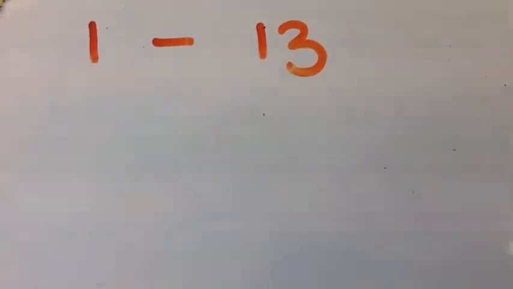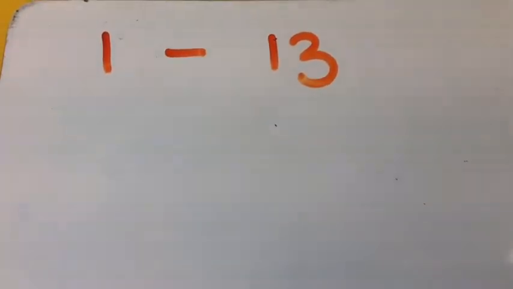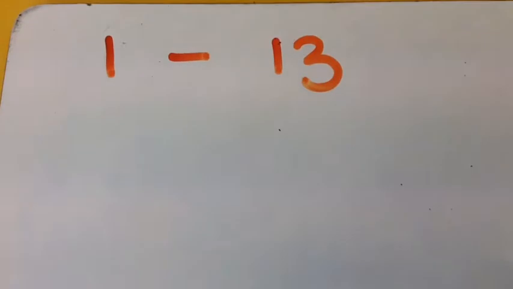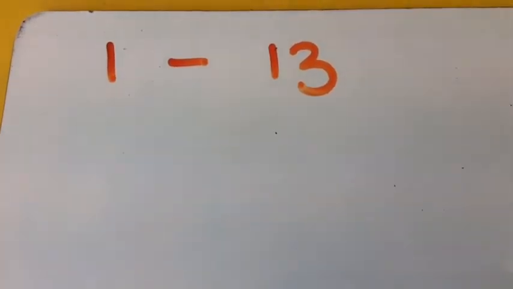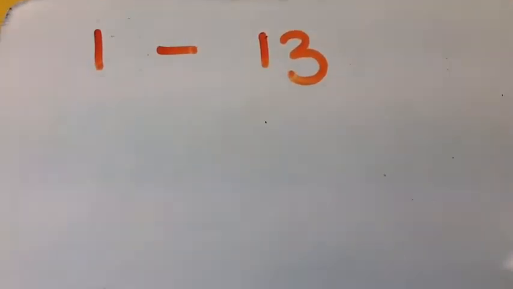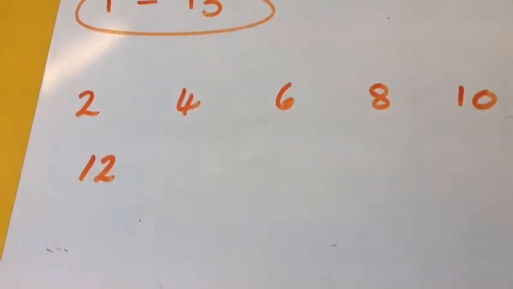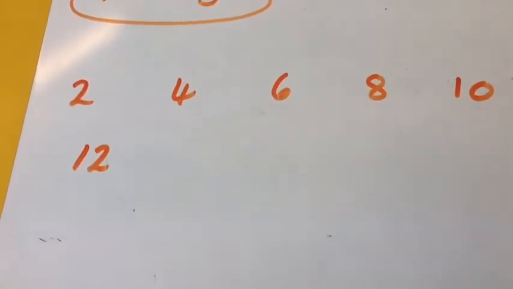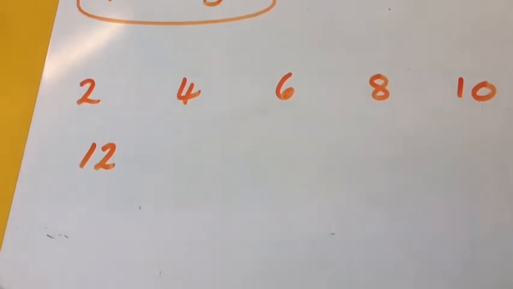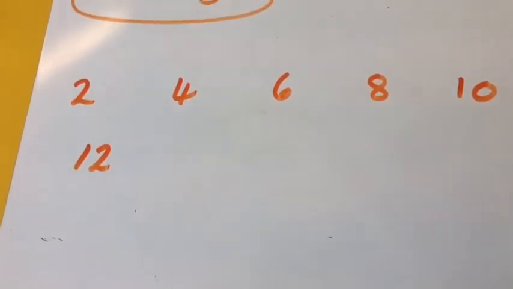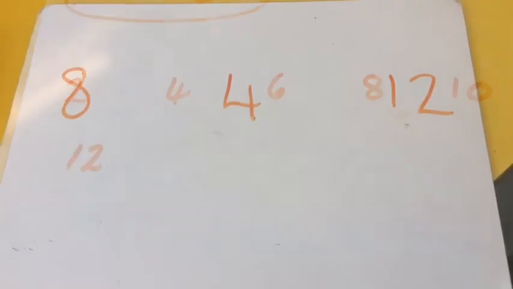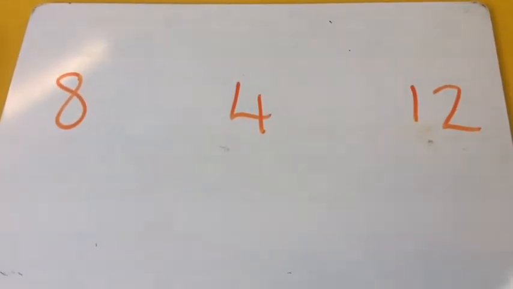Now you and a partner need to write down 3 numbers each. They've got to be between 1 and 13, but they have to be even. Do you remember the even numbers? So you can choose either 2, 4, 6, 8, 10 or 12. You need to write 3 down and your partner needs to write 3 down. Look, I chose 8, 4 and 12.